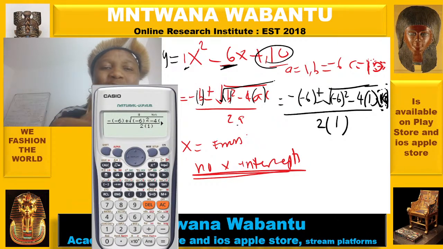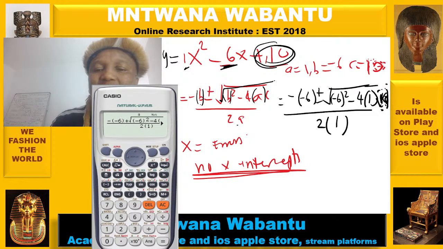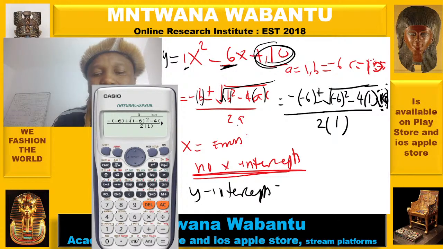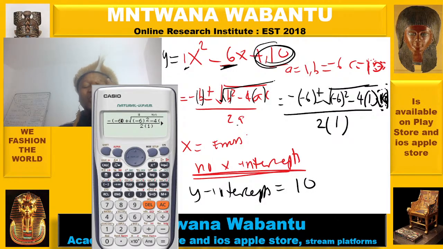Let's find the Y-intercept. The Y-intercept is this number here, the last one. So we're going to say Y-intercept equals 10. So we can draw a rough sketch here. But let's try to find the turning point. How do you get the turning point? Let me explain to you how you get the turning point.